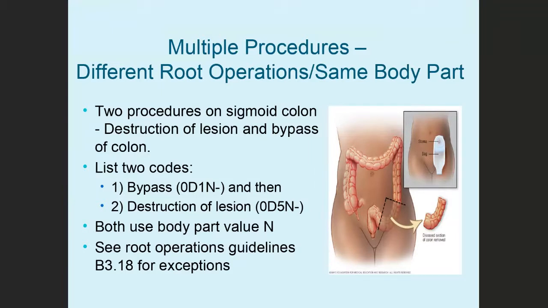So, different root operations, same body part. In this case, two codes are listed with different root operation values but the same body part value. For example, sigmoid colon, destruction of lesion, and bypass. You would do the bypass procedure and then a different code for destruction of lesion. Both use the body part value N. There are other exceptions. These are in the root operation guidelines. Those were discussed in the root operations video, but also in guideline B3.18.